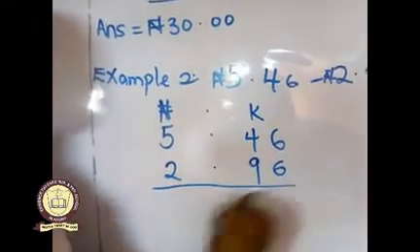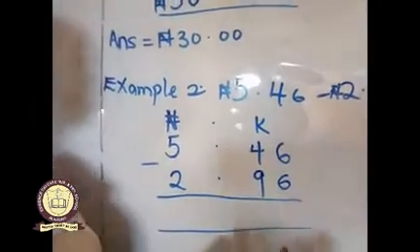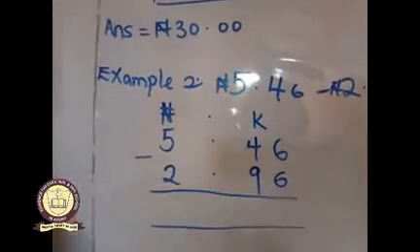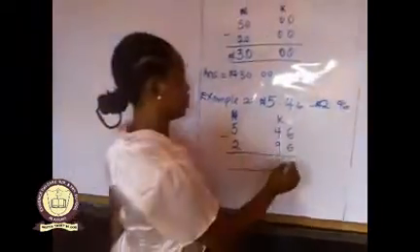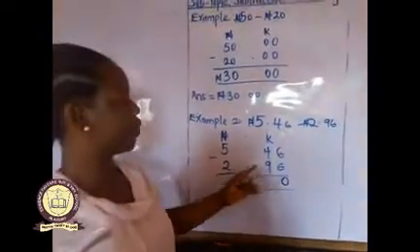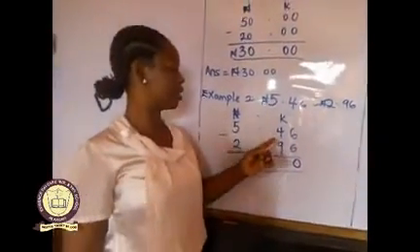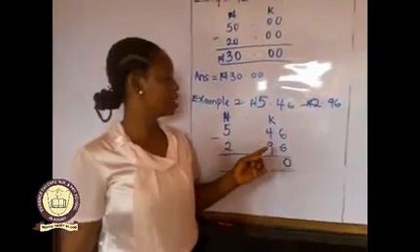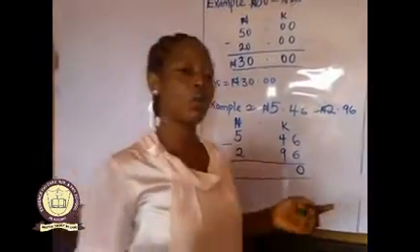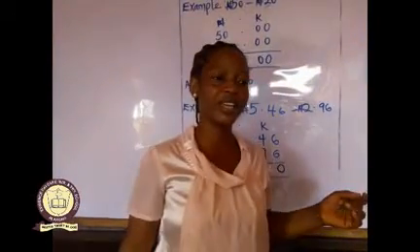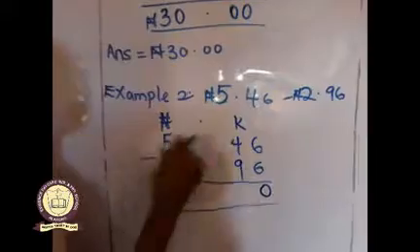Now let's minus it. The first one is 6 minus 6 will give you what? 6 minus 6 is what? 0. Here we have 4 and we have 9 here. We can see that the 9 is bigger than 4. It's not possible for us to take away 9 from 4. So what do we do? Who can tell me? We have to borrow from the next column.